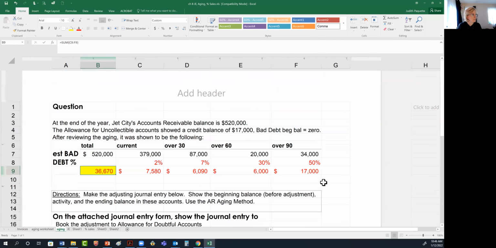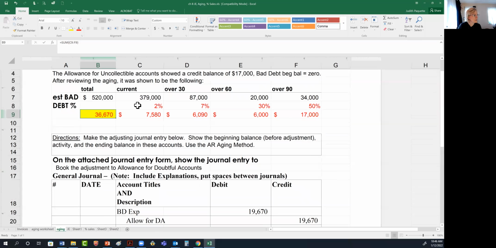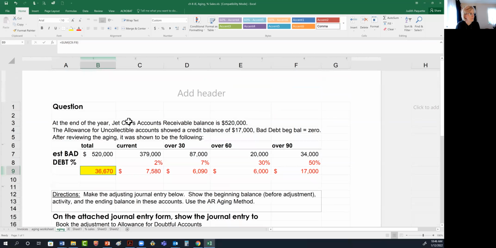And you go back up here and you're given all these percentages to apply to accounts receivable. So 34,000, 20,000, 87,000, 379,000, they all add up to the accounts receivable balance. But the more these accounts age, which is telling us that some of our customers are not paying on time, the higher the risk. And that is why we estimate bad debts. We estimate them using these percentages, and different companies have different percentages. But we're going to use these for Jet City, which is this company.